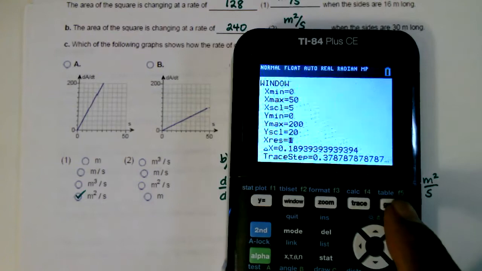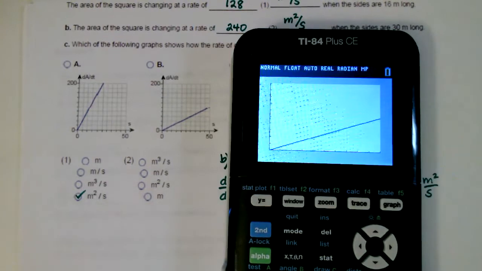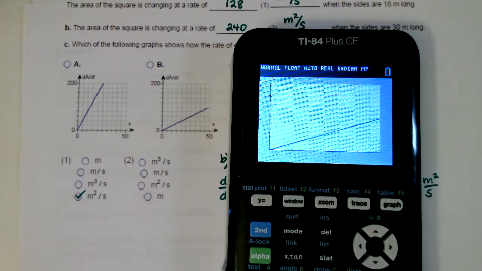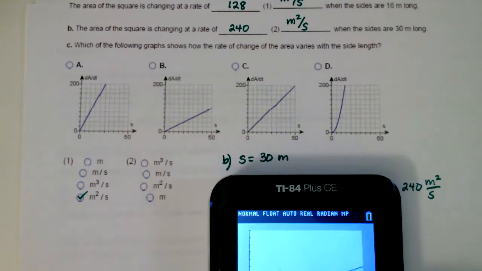Okay, and then I'm going to press the button that says graph. And I'm going to pick the graph that's close to the one that I have here based on those window settings that I put. And in this case, that choice would have to be answer B.